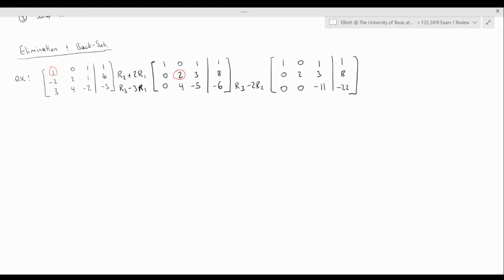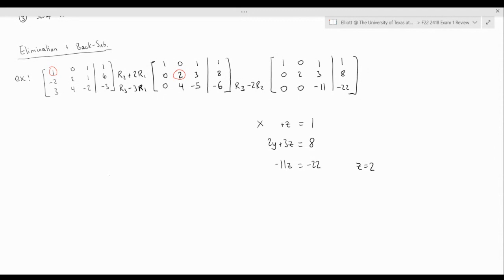So we're going to convert this back into a system of equations. From the first row, we have 1x plus 0y plus 1z is equal to 1. The second row gives us the equation 2y plus 3z is 8. And then in that third equation, we have -11z equals -22. So here the idea is you see that in the last equation, we can immediately solve for z. So we're going to get z is equal to 2.